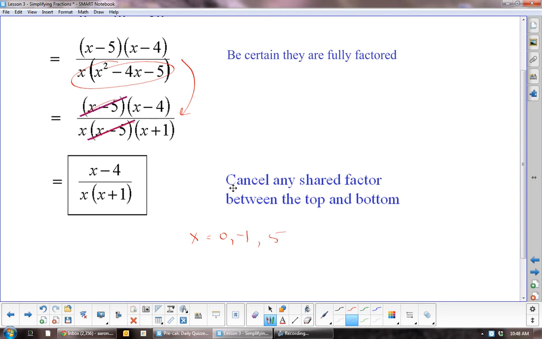Yeah, x cannot equal 5. Okay? So if it was bad there, it was always going to be a non-permissible.